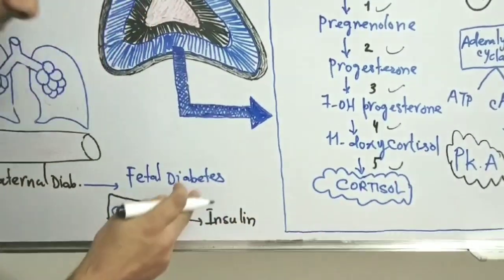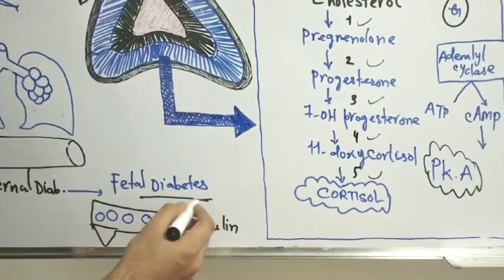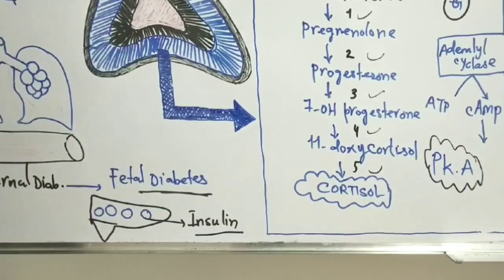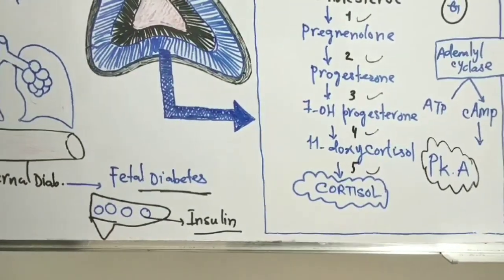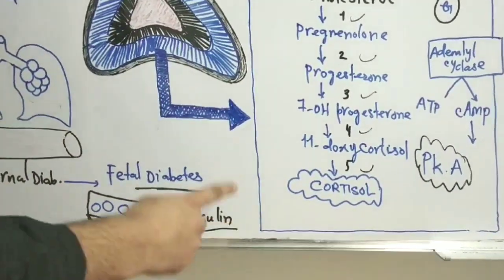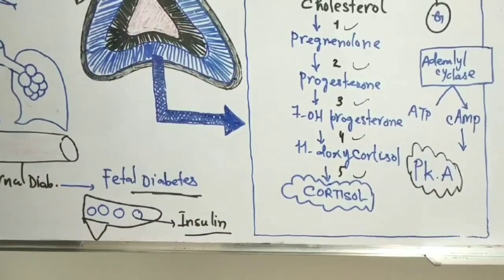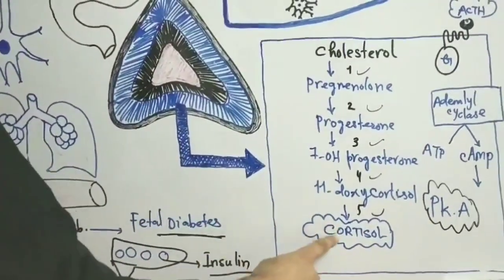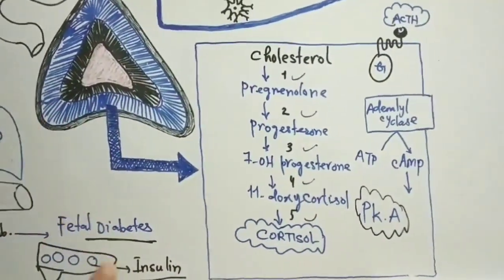We know when there is diabetes, insulin is released. In babies, when there is fetal diabetes, at the same time insulin is secreted from the beta cells of the pancreas. But remember one thing, there is an antagonism between insulin and cortisol. They are against each other. Whenever there is secretion of insulin, the cortisol will no more work. The action of the cortisol will be decreased.